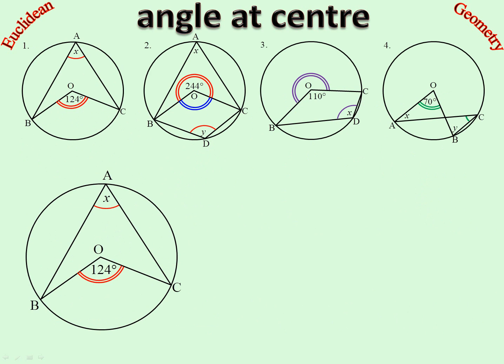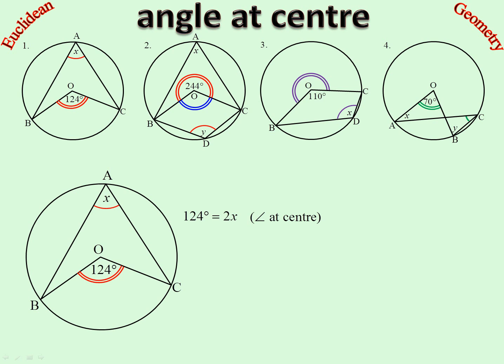Let's look at the first one. Find x. Straightforward. 124 is twice x. Reason: and here's the reference for angle at center. Angle at center. Some people just put a circle with a dot in the middle as well. Angle at center. There might be other ones as well.